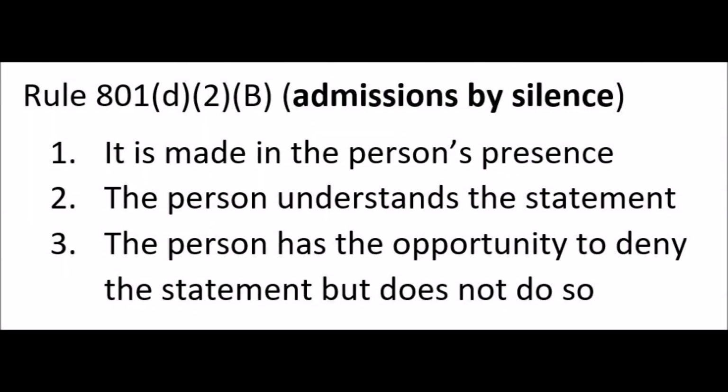Federal Evidence Rule 801(d)(2)(B) and parallel state evidence rules authorize the admission of adoptive admissions, sometimes called admissions by silence. A statement is adopted where it is made in the person's presence, the person understands the statement, and the person has the opportunity to deny the statement but does not do so. When offered against criminal defendants, attorneys may argue that the defendant's silence is insolubly ambiguous and unfairly prejudicial under the Rule 403 balancing test we talked about in Video 1. Failing that, they will make constitutional arguments.